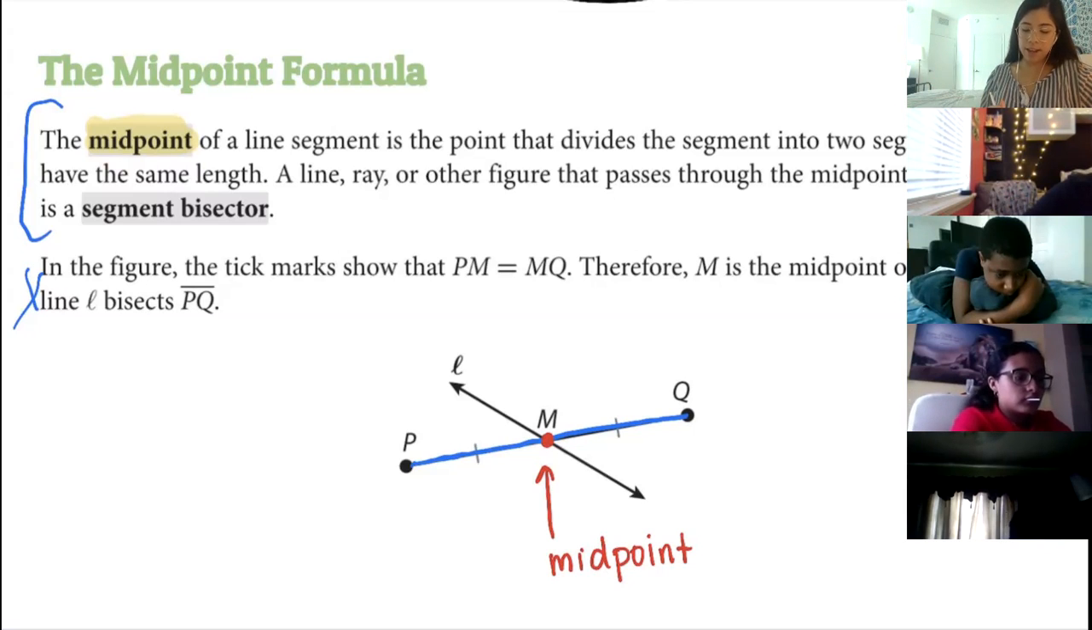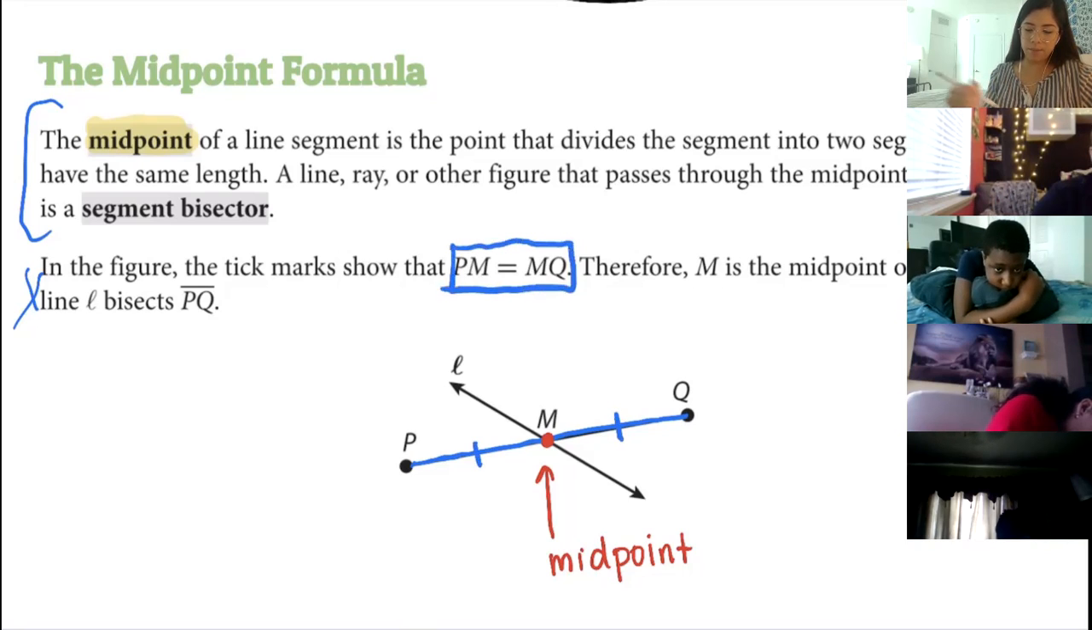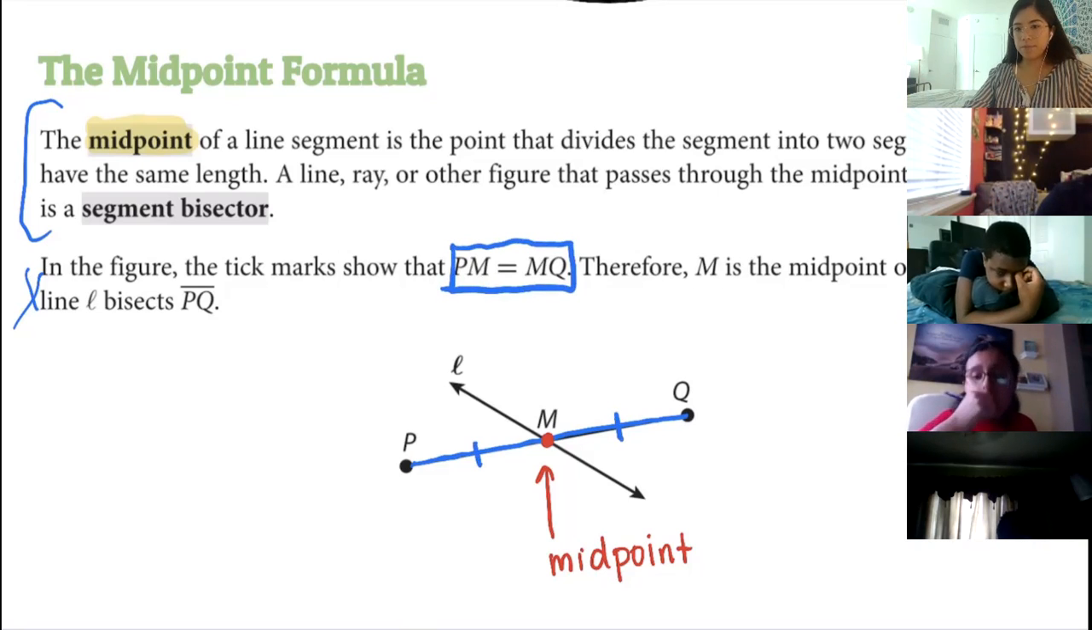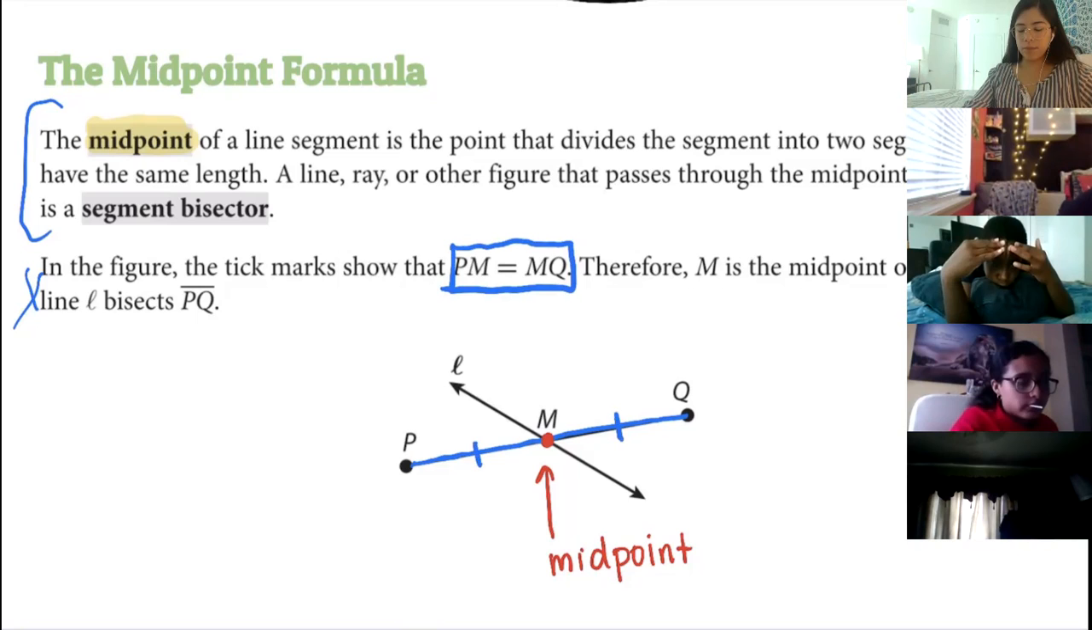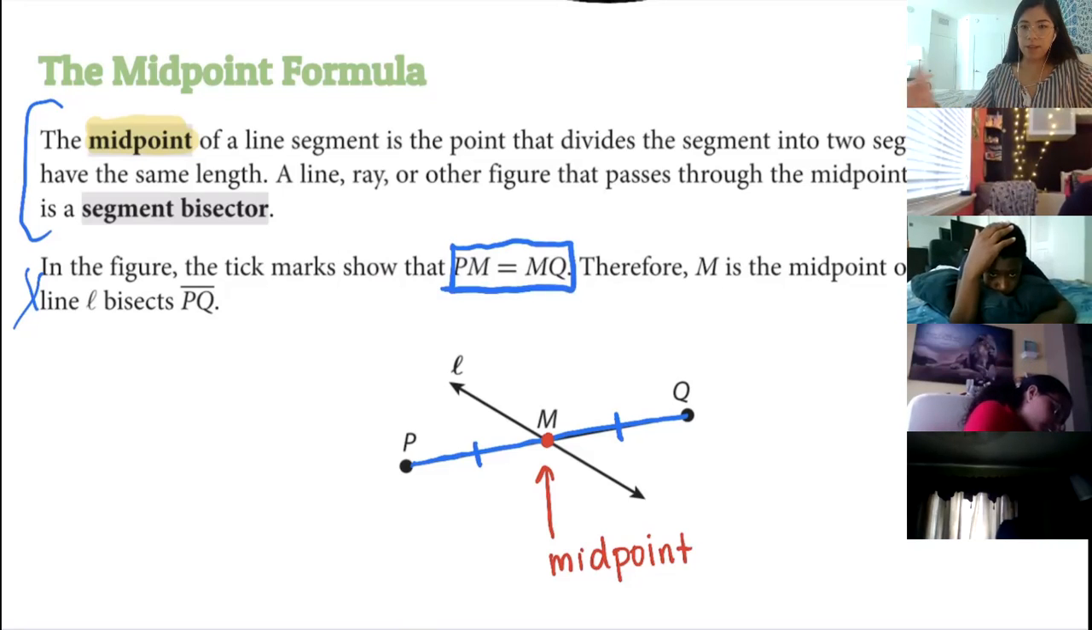So in this case, since M is right in the middle, it's the midpoint, I have these two tick marks that tell me that PM, from P to the middle, is the same as MQ, which is what they tell you right here. So PM equals MQ. Does that make sense so far? Do I have any questions so far? Okay. So now that I know that M is right in the middle, I know that PM is equal to MQ.